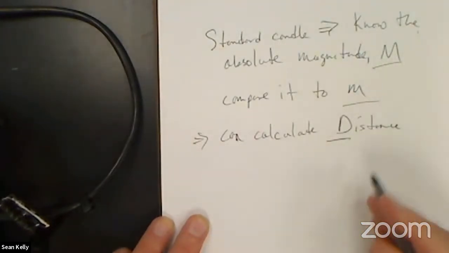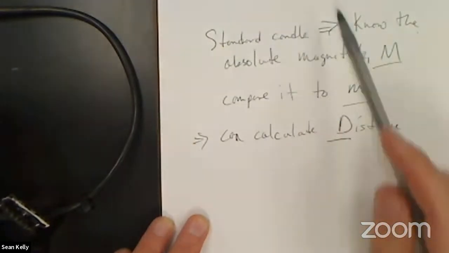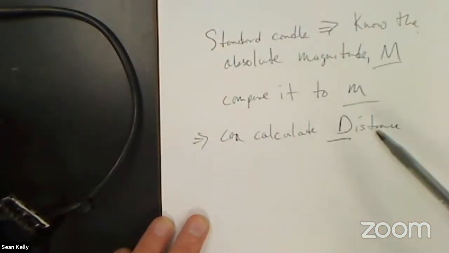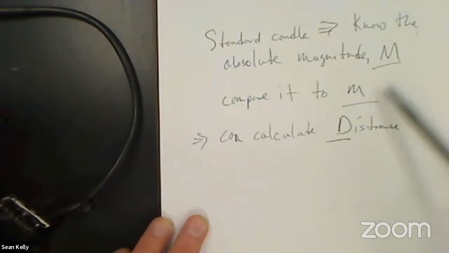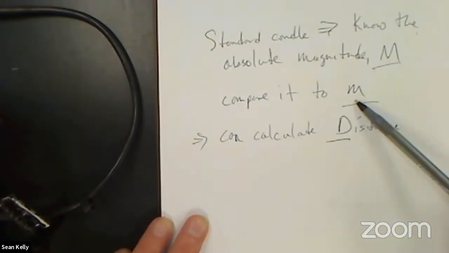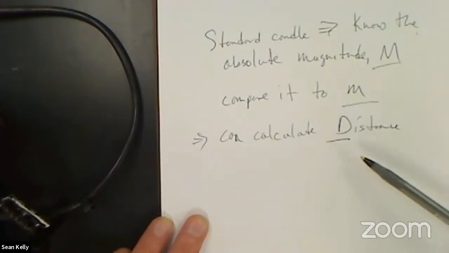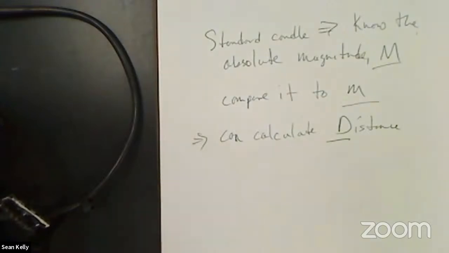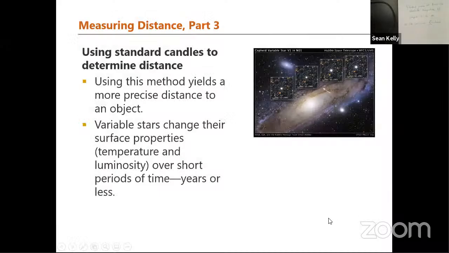This is so cool, right? So everything in astronomy that we know up until now is based on this technique. If we know the absolute magnitude and we compare it to the apparent magnitude, then we can calculate the distance. Okay, that's the concept of a standard candle. We want to do this, right? We want to know how far away are the stars? How far away are the galaxies?